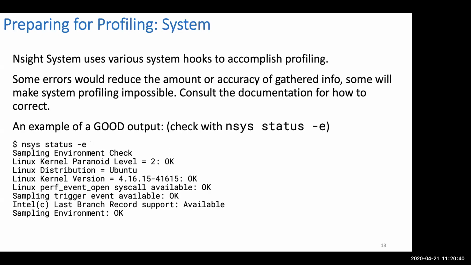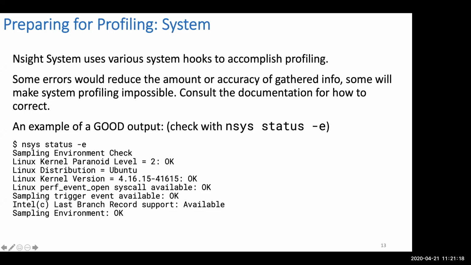The final thing we want to do is make sure that the system allows the NVIDIA tools to record the information that they want. Obviously, if you are not in control of the target platform, you are not able to make this change. But Nsight Systems will use various hooks through the kernel and some other capabilities to accomplish its profiling. You can ask the system whether or not it is able to do all the things it wants to do with the nsys status command. For example, you're hoping to see something that looks like the bottom.